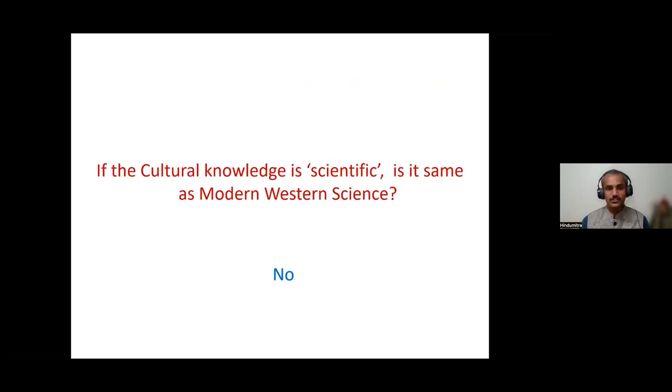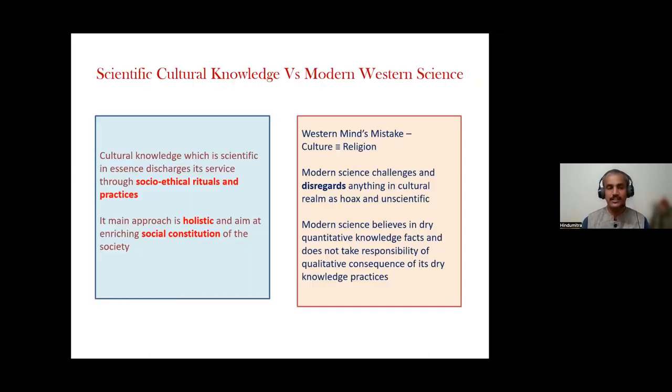So if cultural knowledge is scientific, is it the same as modern Western knowledge? The answer is no. Cultural knowledge, which is scientific in temperament, is not the same as the currently accepted Western science, what we call modern science. The difference is that cultural knowledge, which is scientific in essence, discharges its services through socio-ethical rituals and practices. I will explain that in further slides.